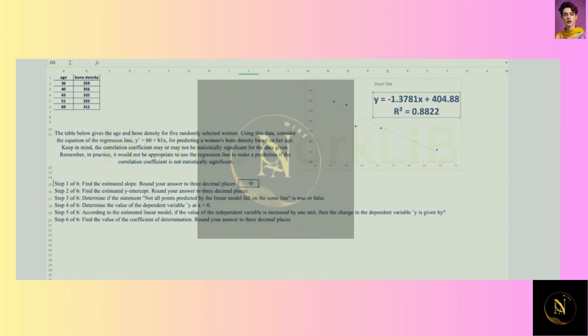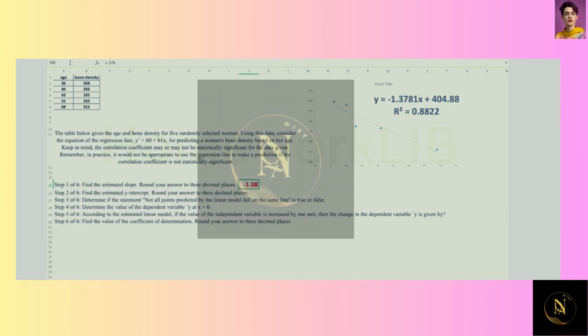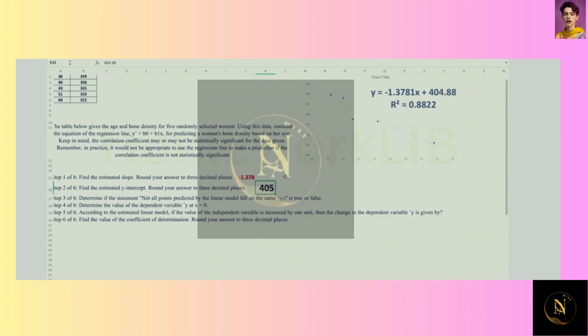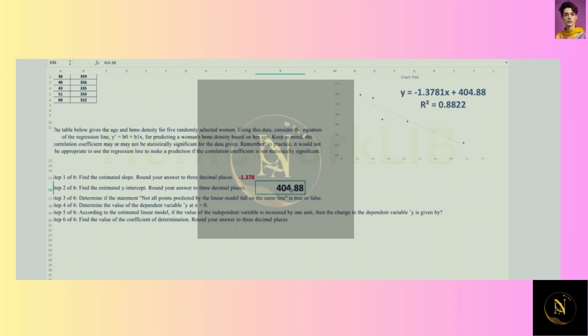Okay, so it says find the estimated slope. So the estimated slope, rounded to 3 decimal places, is negative 1.378. And I'm going to do red, bold, and make this a little bit bigger. And then it says find the estimated y-intercept. So the estimated y-intercept is this 404.88, and I'm going to just make that red.